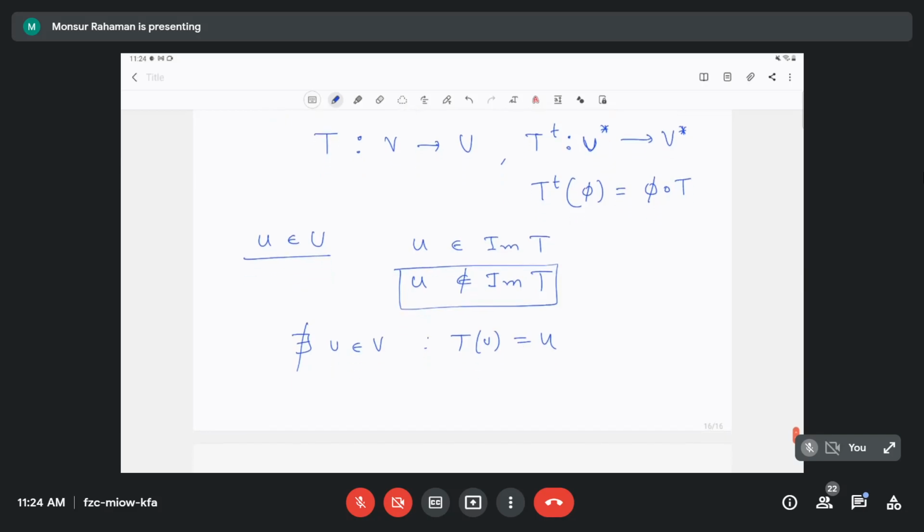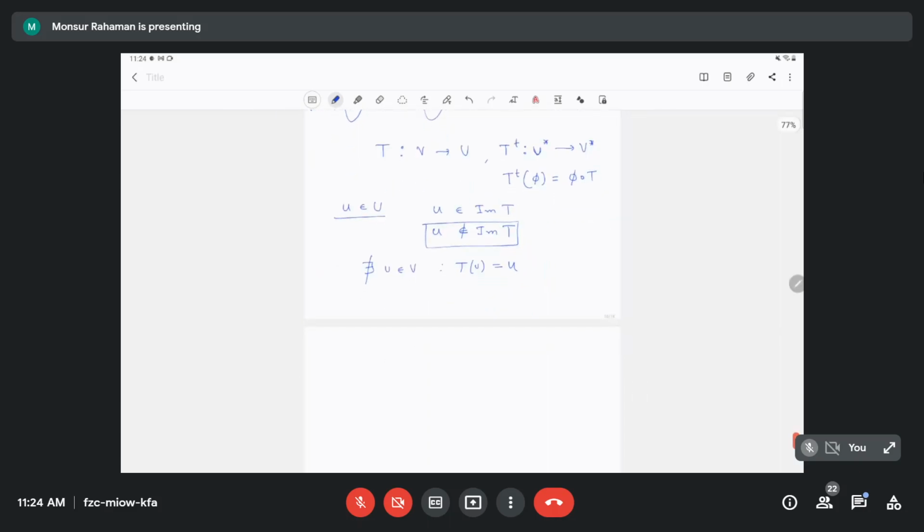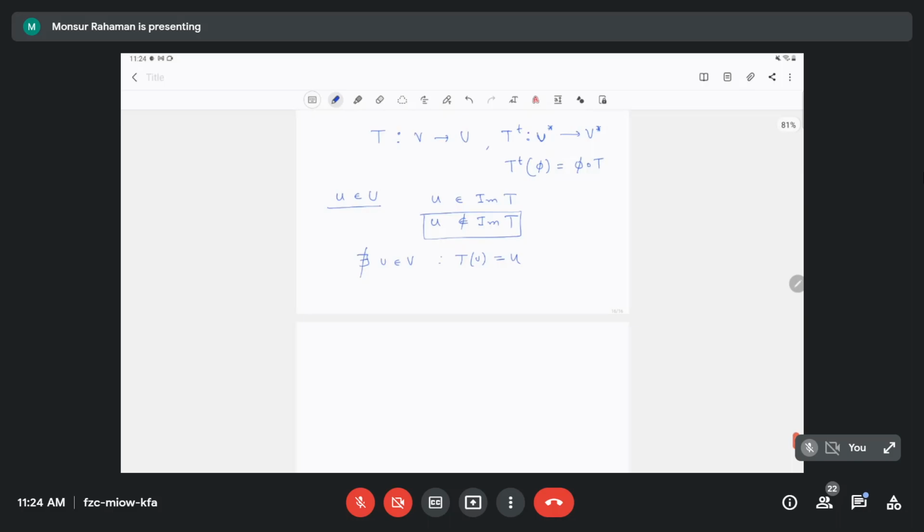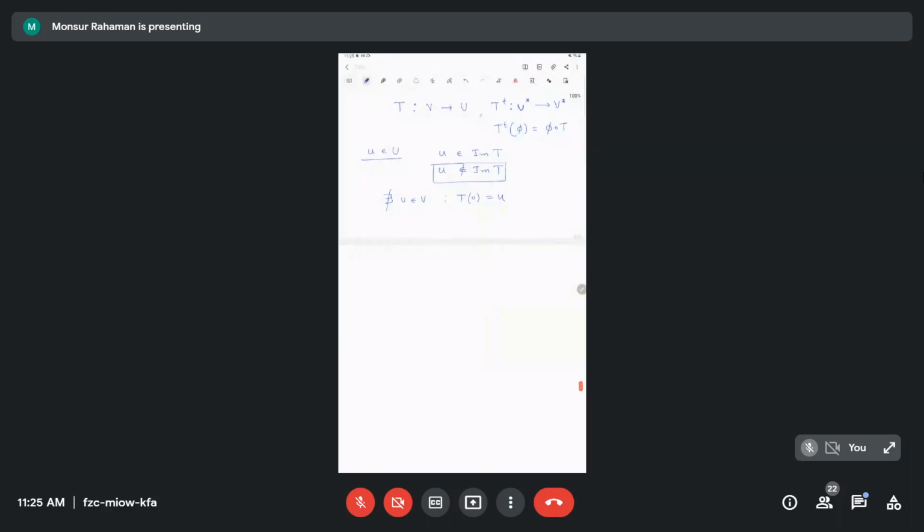So I don't know how to link this. How do I link this with T transpose? Here they are claiming that there is some phi belonging to V star such that T transpose of phi equals 0.